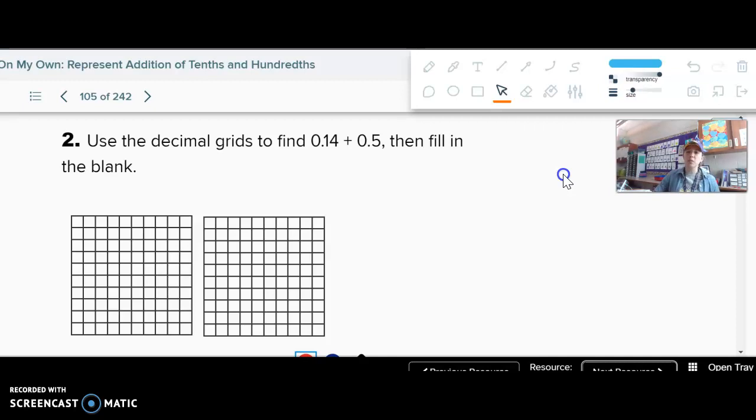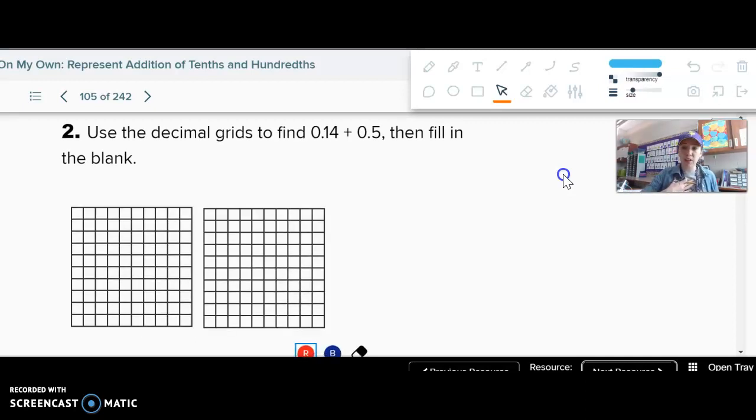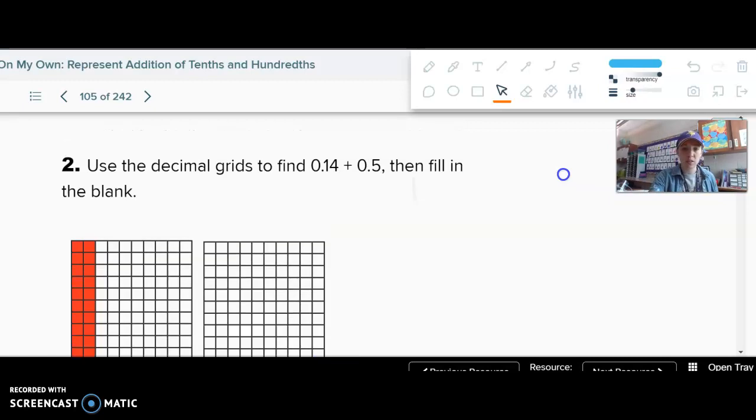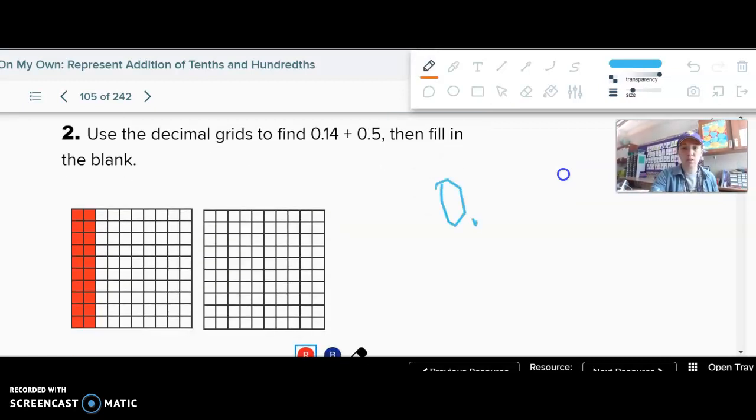All right, 14 hundredths plus 5 tenths. Go ahead and choose. All right, I'm going to do the 5 tenths first. You can add them in either order, and it's going to be easier to fill in those 5 rows first. Because remember, 5 tenths is how many hundredths? 50. Remember, if I think about 5 tenths, that's the same as 50 hundredths.